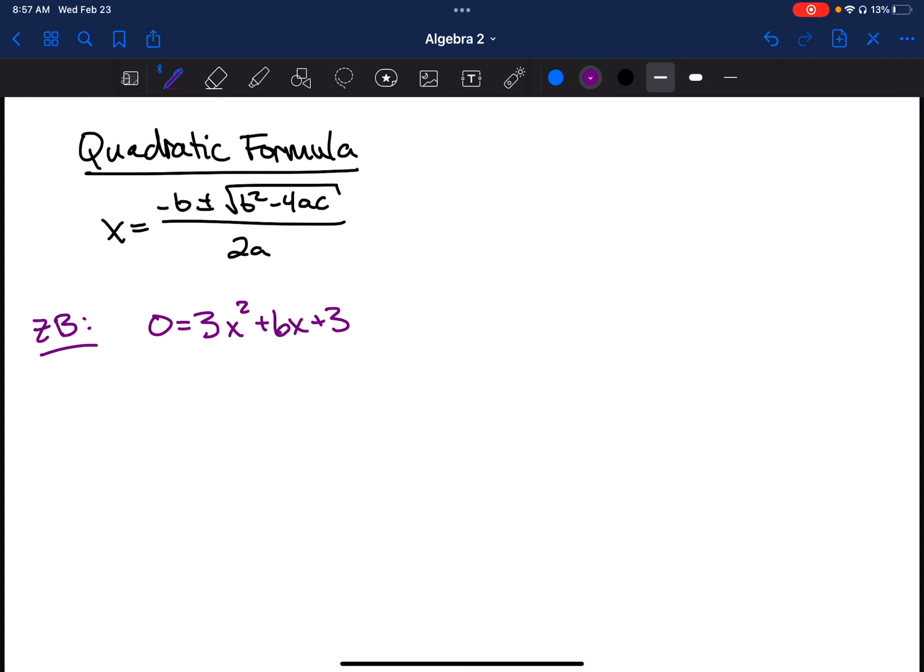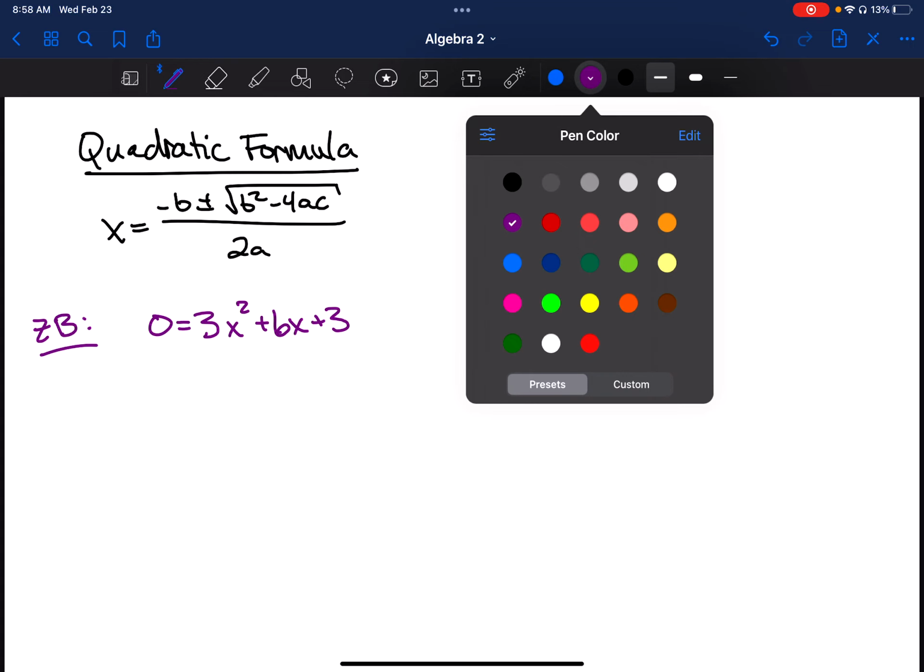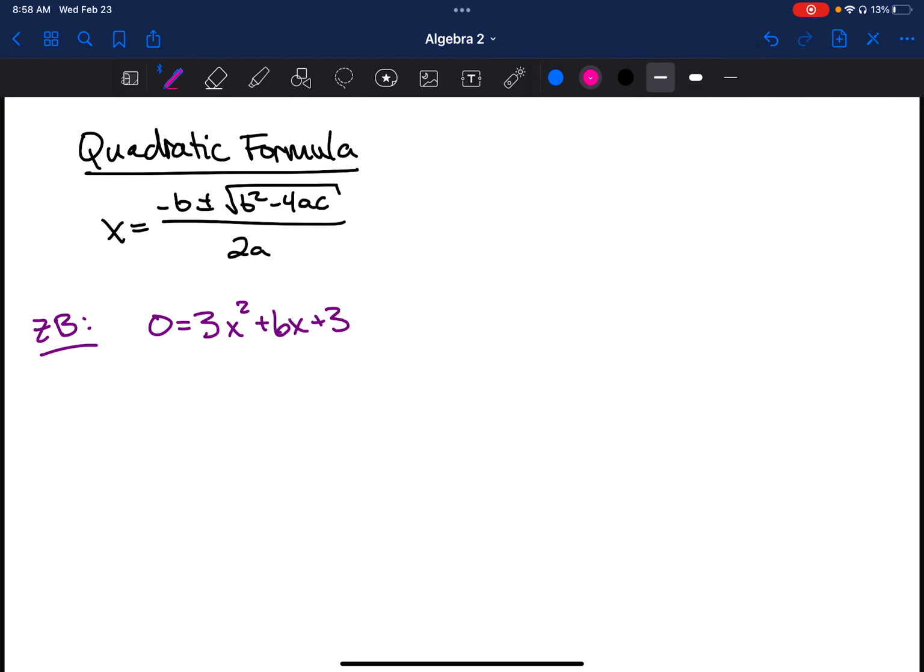So we're going to take these values, and my advice to you is every time I would write out what I'm going to write in, let's see, I'll do it in pink. A equals 3, B equals 6, C equals 3. And then every time, write the quadratic formula for a few reasons.